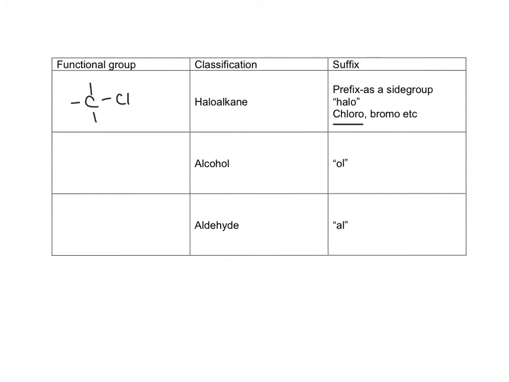An alcohol, its functional group is a hydroxy group. So an OH group is added. Sometimes it's written just as an OH, sometimes it's an O with a bond to an H. There is a bond between the O and the H, you just don't have to show it. So these are alcohols, and the ending for all alcohol names is OL, from the OL at the end of alcohol.